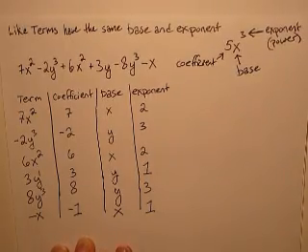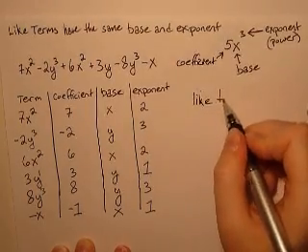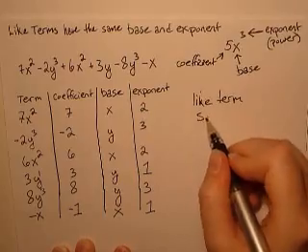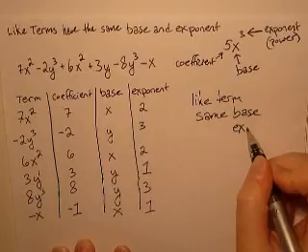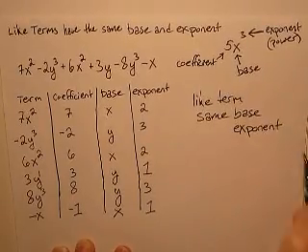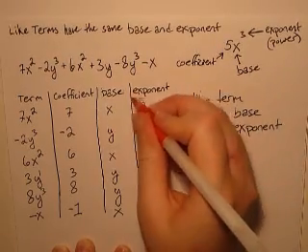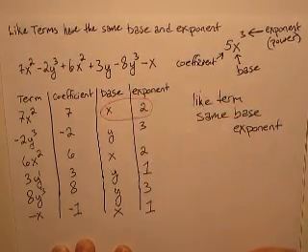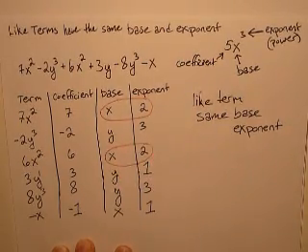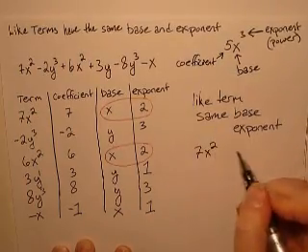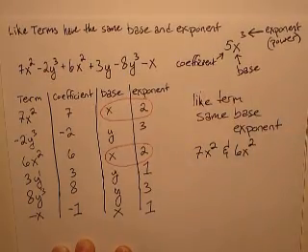A like term is when we have the same base and the same exponent. So when we look here, where do we have the same base and exponent? X as a base, exponent of 2, x with the base, exponent of 2. That means that 7x squared and 6x squared are like terms.